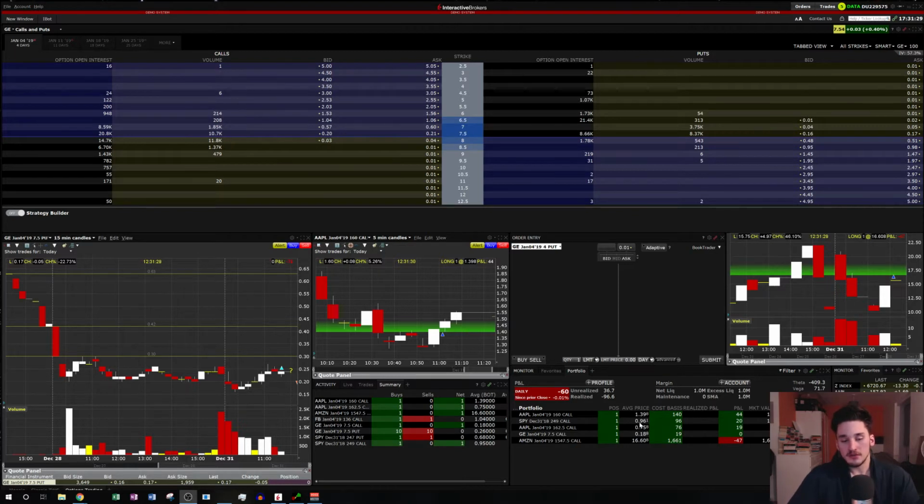The contract cost me 1.39, which is rounded up to 140. So I'll put the average price and the cost basis together. One contract gets you 100 shares of the company. Apple is a $158 company, so 100 shares is a lot of money. However, this contract has only cost me $140, and you can see my P&L is already $44.